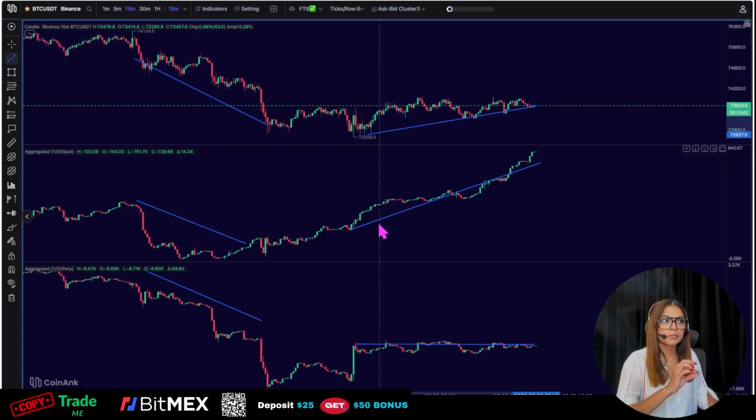Now, don't get me wrong. Leverage can definitely outperform. However, if you look back at price action and how CVD works, you'll see that the leverage side tries to always catch up with spot.